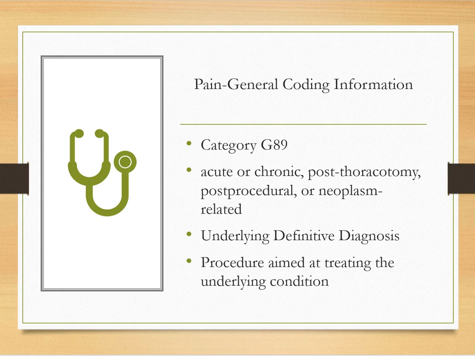Another exception, when the admission or encounter is for a procedure aimed at treating the underlying condition, a code for the underlying condition should be sequenced as your principal diagnosis. And in this case, we're not going to use a code from G89.